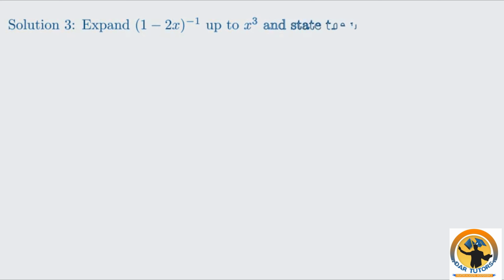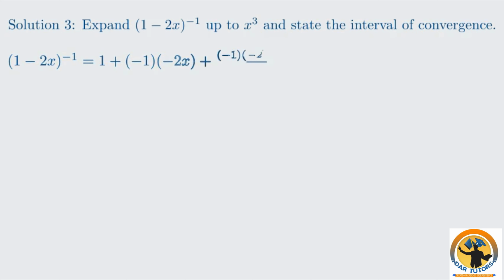Here is the solution to the third question. Question 3 asks us to expand (1 minus 2x) to the power of negative 1 up to the x cubed term, and state the interval of convergence. We use the rational power formula here. n is minus 1, and our x term is minus 2x. The expansion is 1 plus n times x plus n(n minus 1) over 2 factorial times x squared plus n(n minus 1)(n minus 2) over 3 factorial times x cubed.